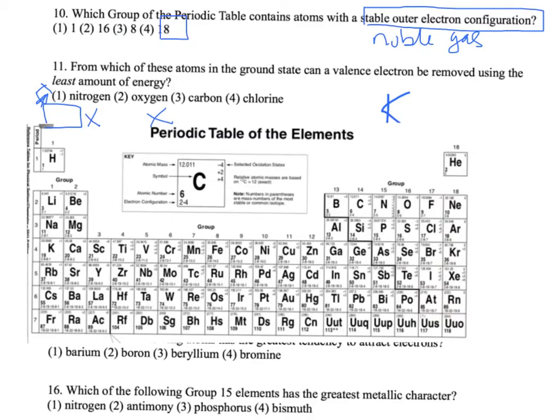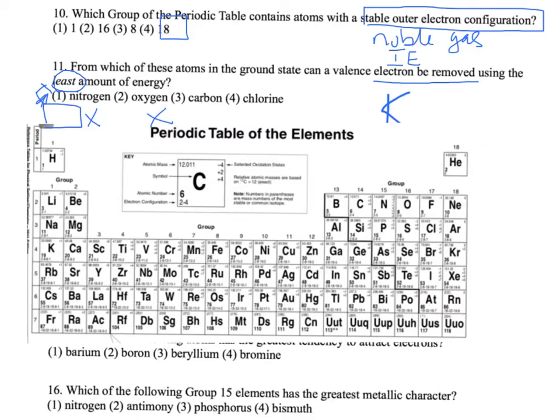The next question asks us in which of these atoms the ground state valence electron can be removed with the least amount of energy. So, electron to be removed, this is the ionization energy, and then this is least. So we're looking for the smallest ionization energy.